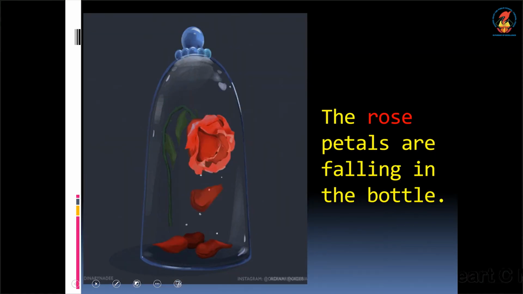Look at the beautiful flower. The rose petals are falling in the bottle. Look, inside the bottle you can see what? Rose, isn't it? The rose petals. The petals are falling in the bottle. R O S E, rose.